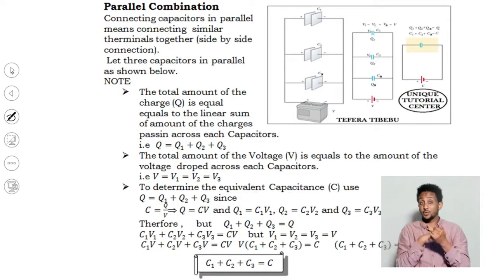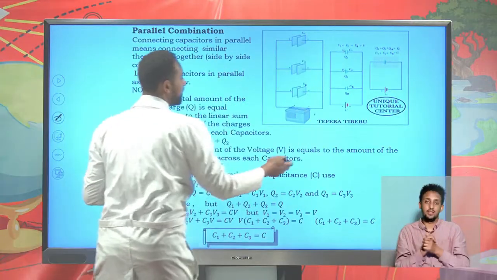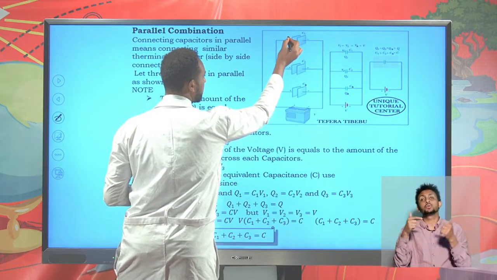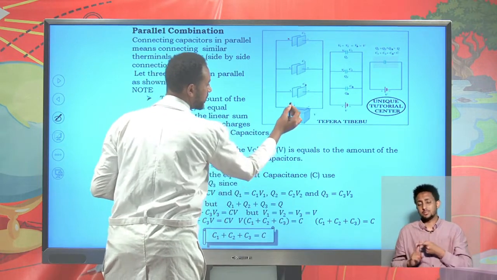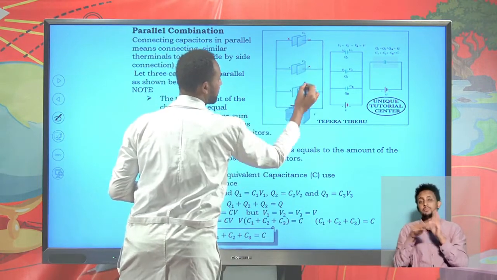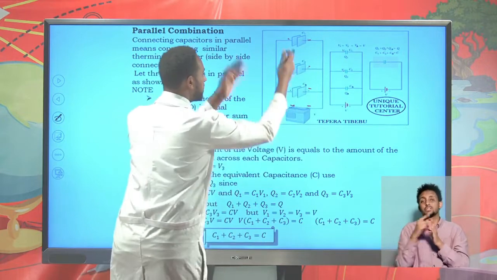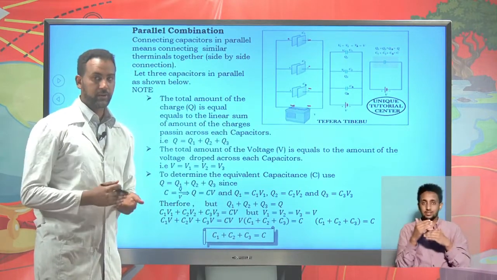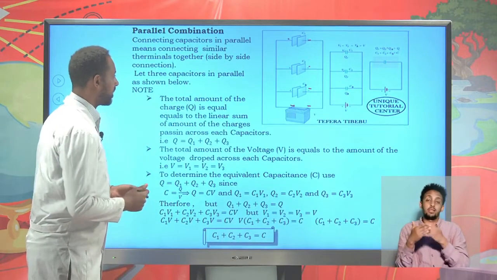Now let's see the capacitors connected in parallel. In parallel means they are connected side by side. All the terminals are connected together, plus with the source plus, minus with the source minus. Such a connection is known as a side by side connection, or parallel combination of capacitors.